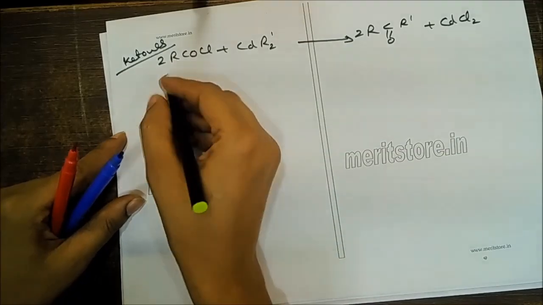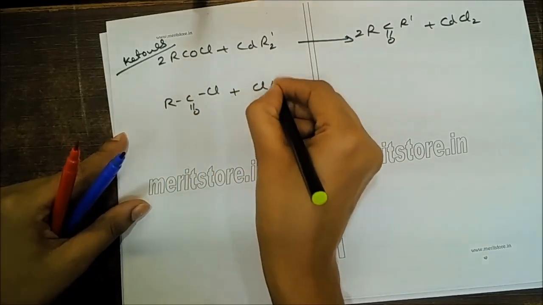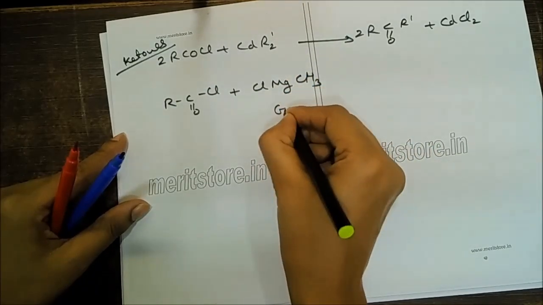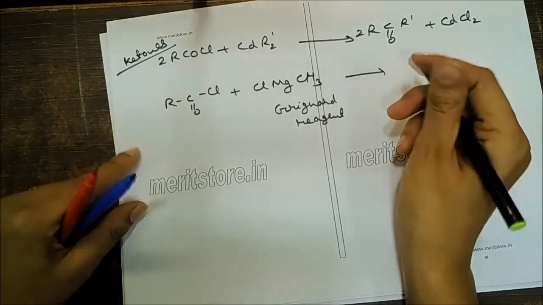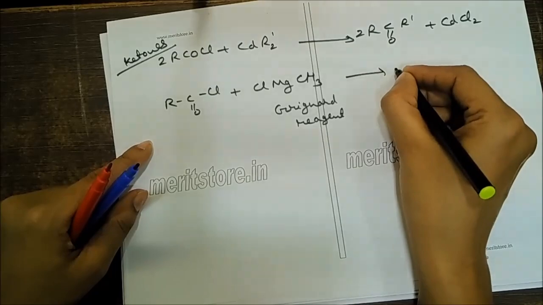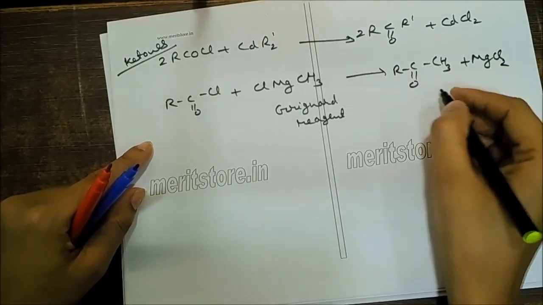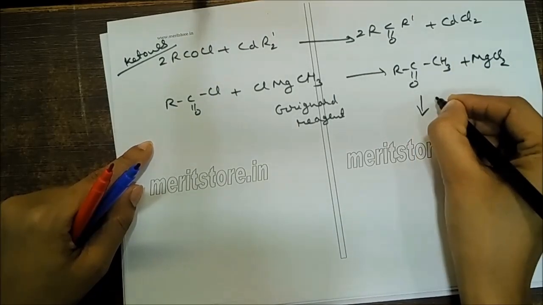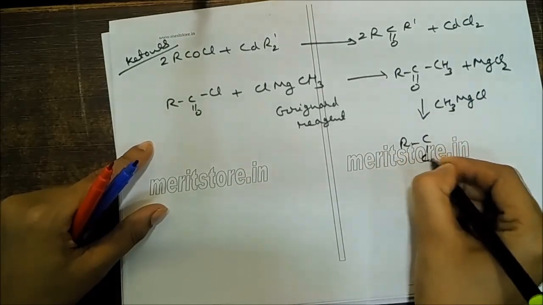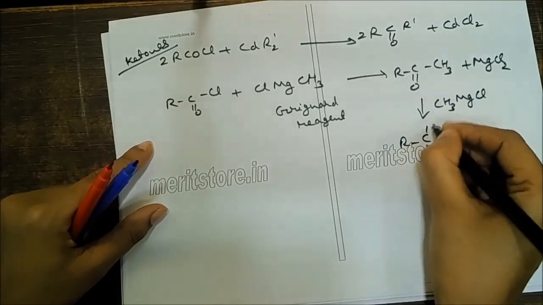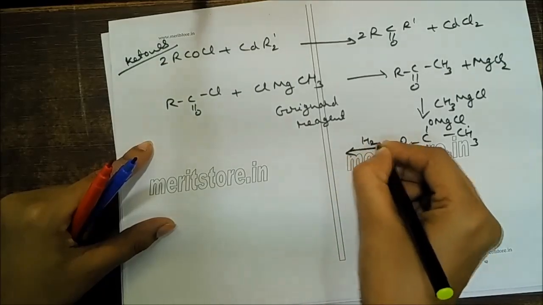This alkyl cadmium is, if we take Grignard reagent and acid chloride, it gives acetone, but this again on reaction with Grignard reagent will give alcohol.